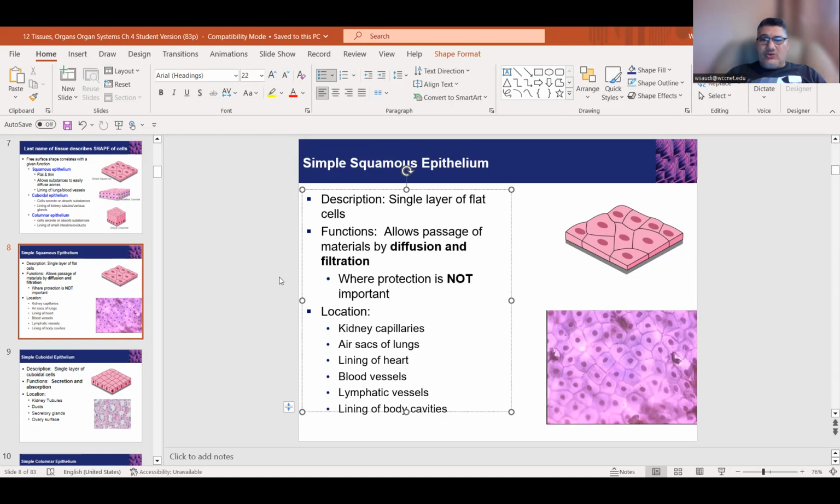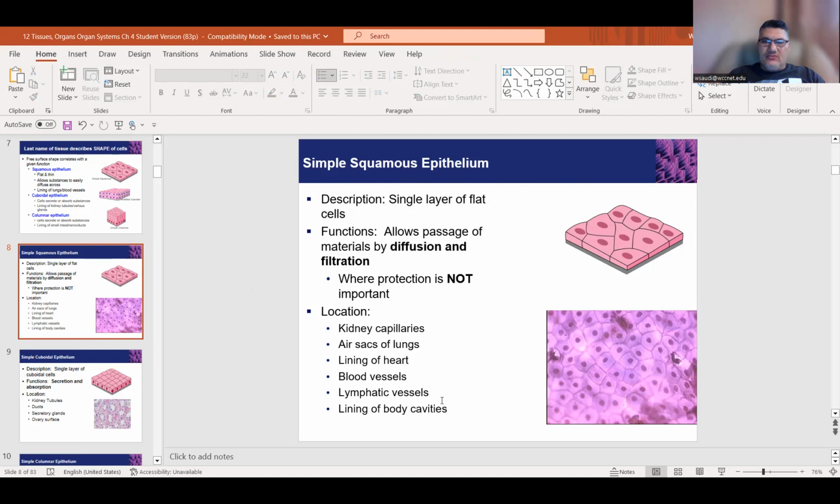In this case, the simple squamous is for diffusion and filtration only. So this will not be where we need protection, like not in your skin. Because if you have one layer of squamous cells, this is too delicate. Delicate is good for diffusion, passing through it. It's one layer of delicate, flat cells. So diffusion and filtration, but it's too delicate to protect. So this is not what we have in our skin.